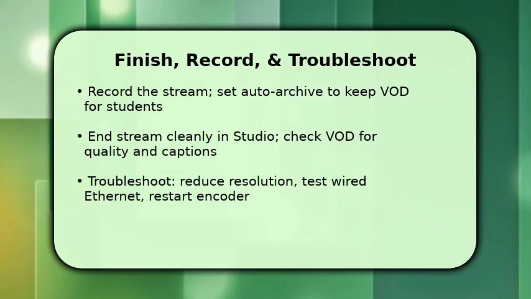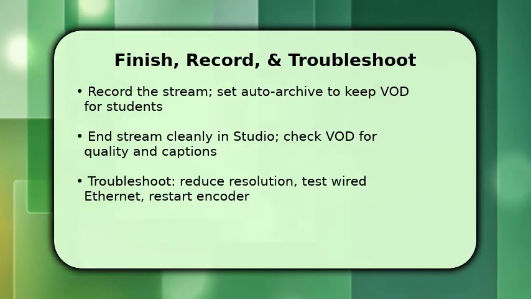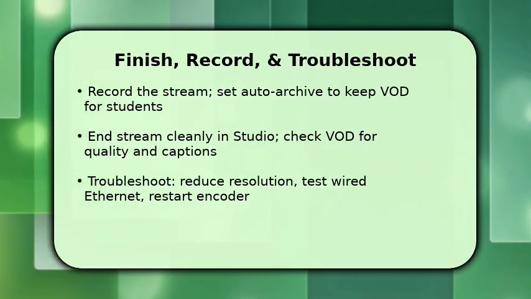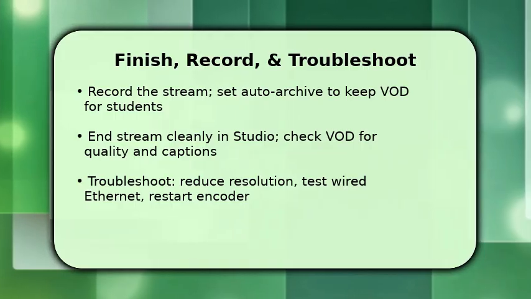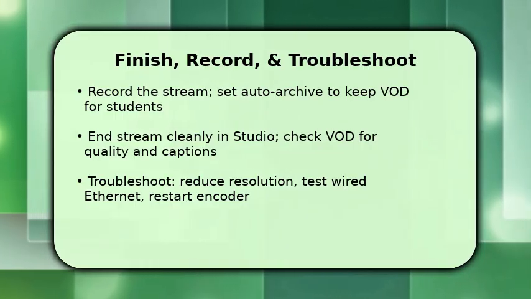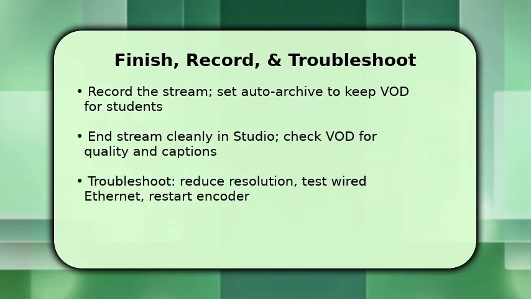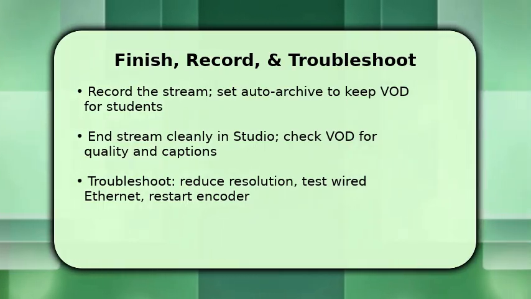If problems occur, try simple fixes first. Switch to wired Ethernet, lower resolution to 720p, restart the encoder, and verify the stream key. If chat lags, enable low latency, only when interaction is essential, and inform students about expected delays.